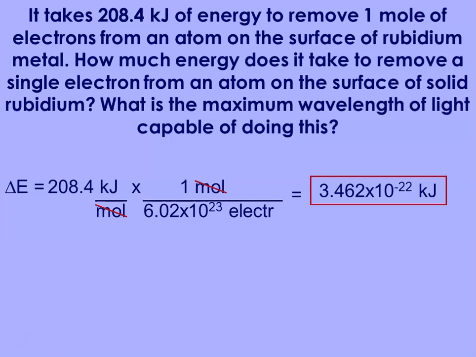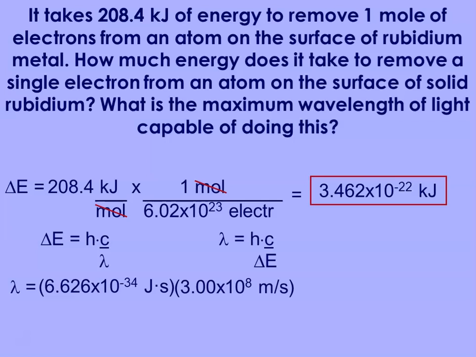If we want to know the wavelength that's capable of removing a single electron, we would use our relationship between wavelength and energy to calculate that. Remember that Planck's constant is in joules, so we're going to need to convert our energy change into joules by taking kilojoules and multiplying it by 1,000. So wavelength would be equal to hc over that energy change.